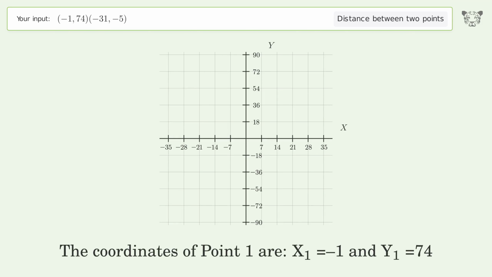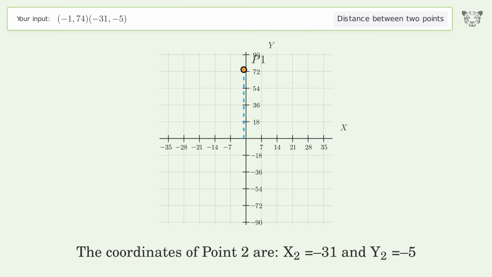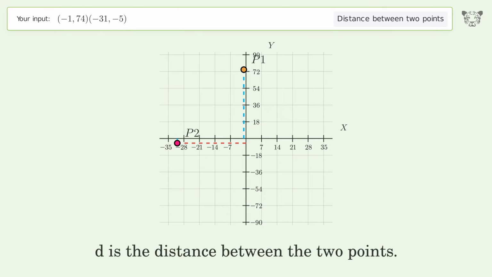The coordinates of point 1 are x1 equals -1 and y1 equals 74. The coordinates of point 2 are x2 equals -31 and y2 equals -5. D is the distance between the 2 points.